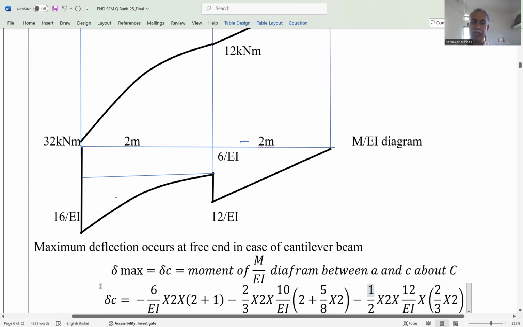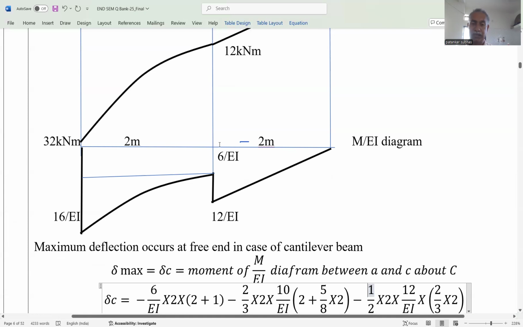And then the area of this parabola. Again, area of the parabola is considered 2/3 of base multiplied by height. This total height is 16 by EI. This portion is 6, and that's why the remaining height of the parabola is 10 by EI. So 2/3 into base 2, and height equal to 10 by EI, multiplied by CG, again from this point it is 2, then from the toe point it is 5 by 8 of the 2. This is minus, of course.